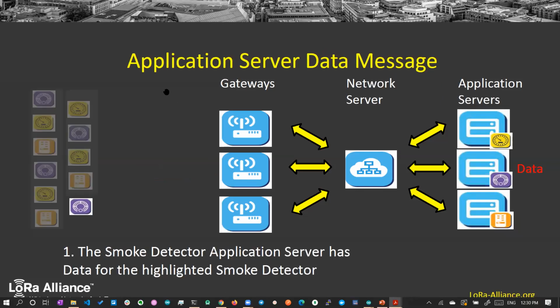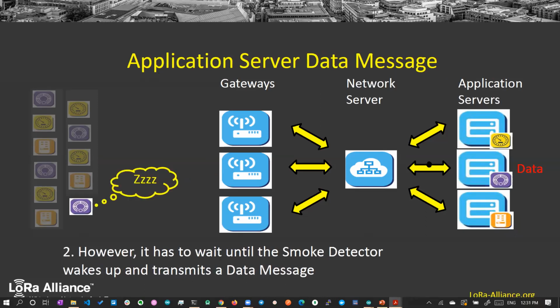The second thing is the application server message data. How is it done? A smoke detector application server has data highlighted for the smoke detector. So here we have data, and this data is sent to the network server. However, it will wait for the smoke detector to wake up and transmit a data message, because if it is Class A or Class B, it has to wait for some time. This data will be scheduled here.